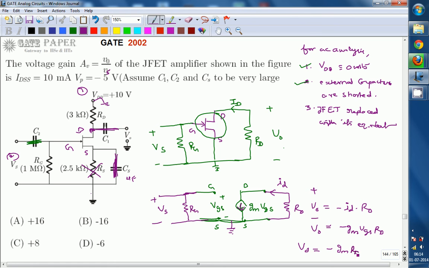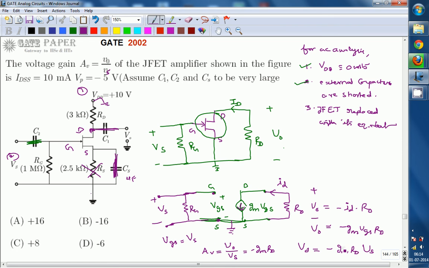If you observe, VGS is from gate to source, and that is the voltage drop across RG, which is the same as the voltage you are applying across RG. So you can write VGS as VS, because in parallel the voltages are the same. Now the voltage gain can be defined as V0 divided by VS, which is nothing but minus GM into RD. This is the voltage gain required.